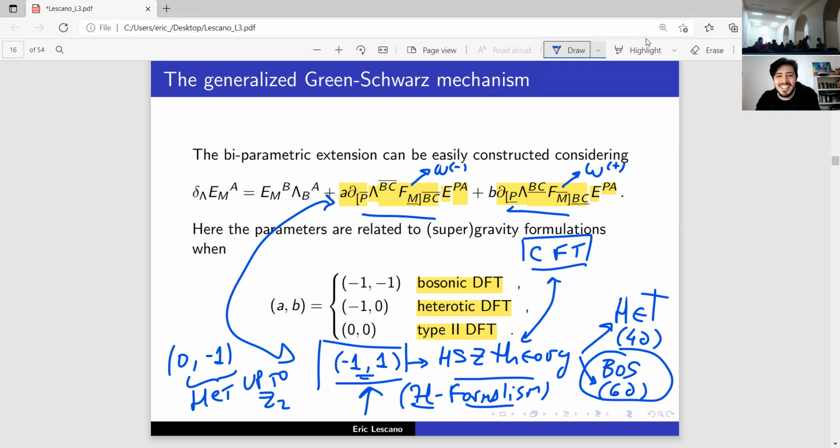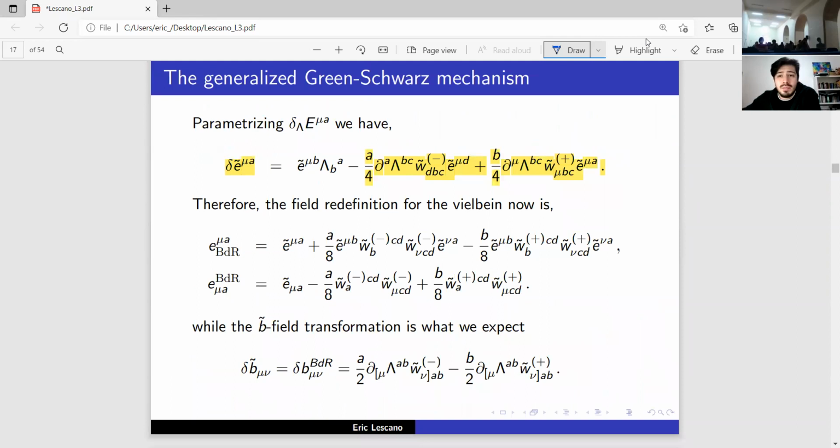So let's move on. The idea here is exactly the same. We can perform field redefinitions. We now have extra field redefinitions. We are connecting the tilde fields with both parameters. Now we have this parameter over here and this parameter over here. Now we have both torsions, minus and plus, but the story is exactly the same. We can perform these field redefinitions in order to trivialize the transformation of the B field. And again, the tilde B field is exactly the same as in the version of the rule.